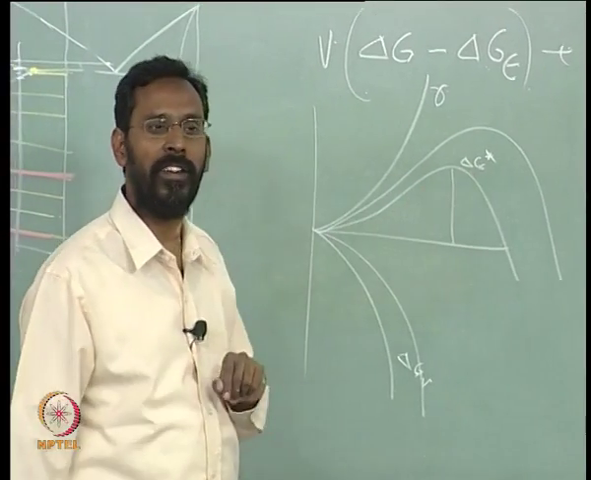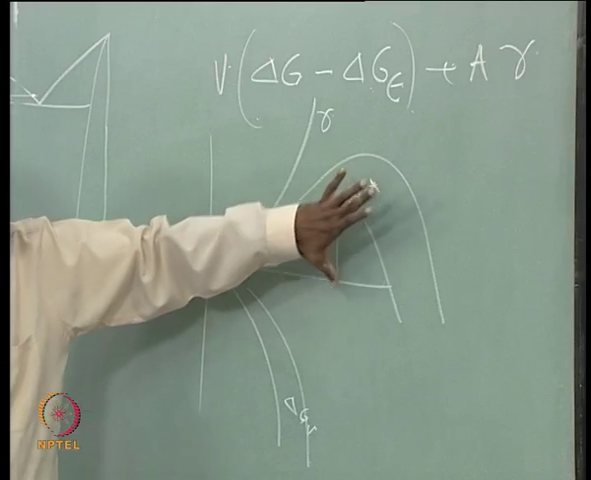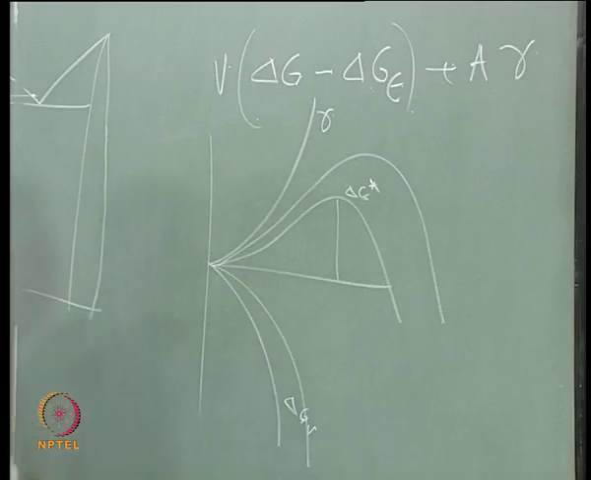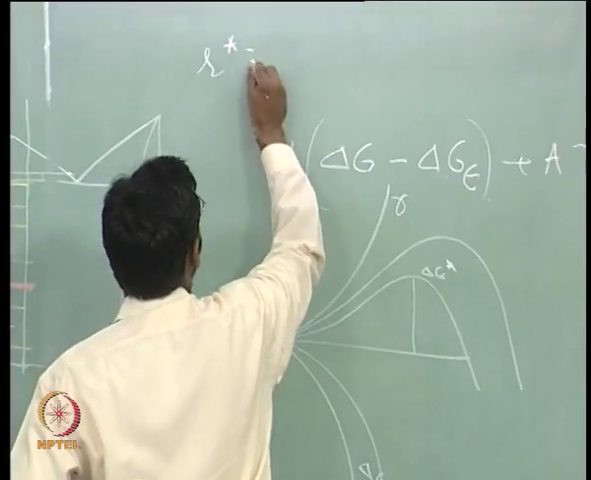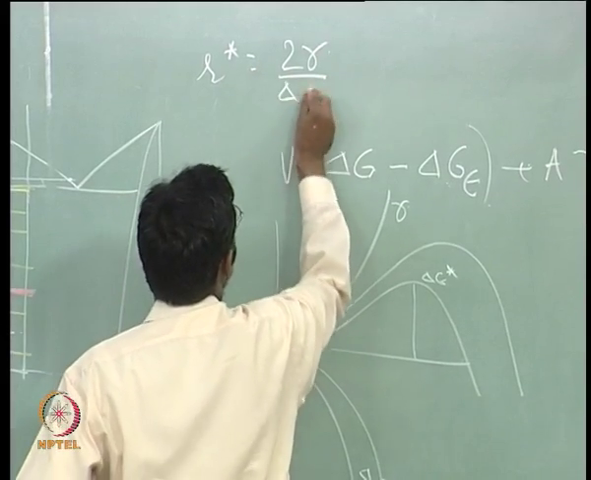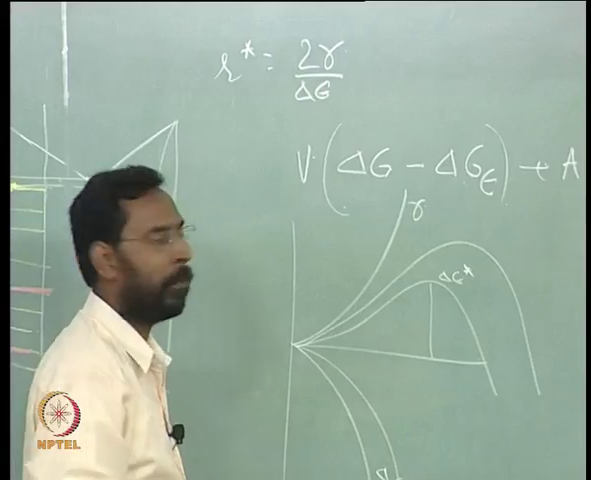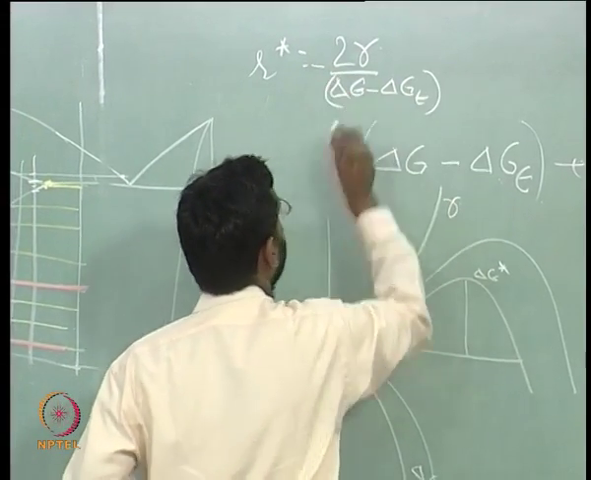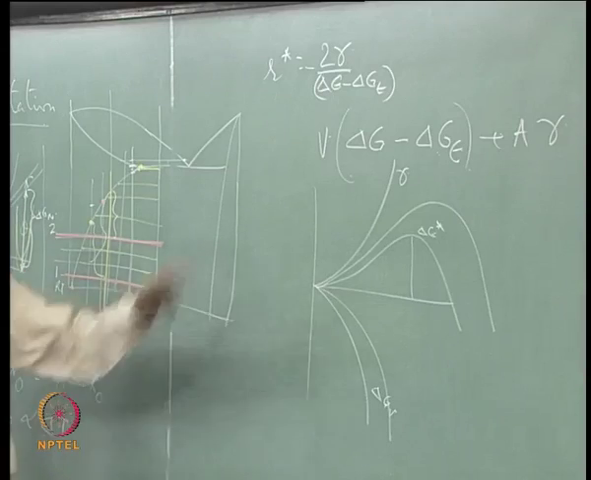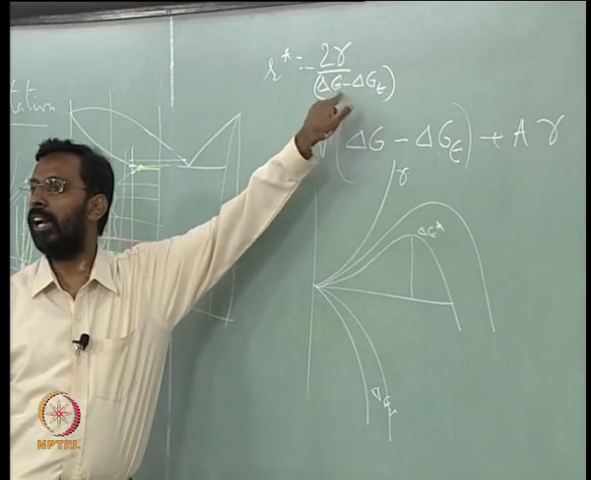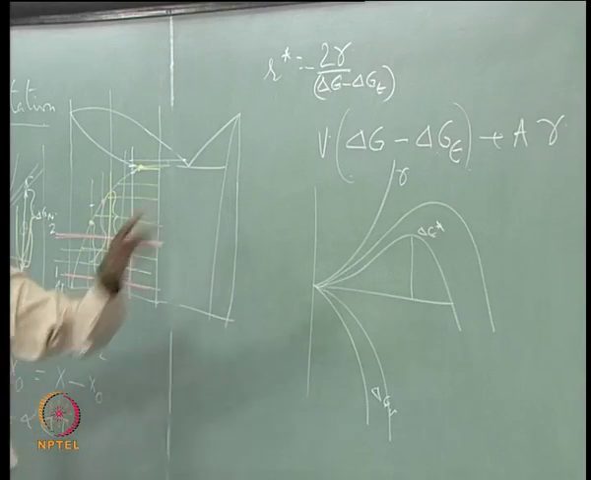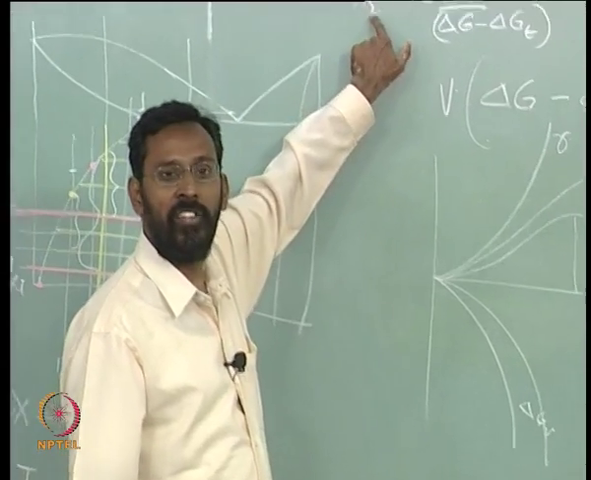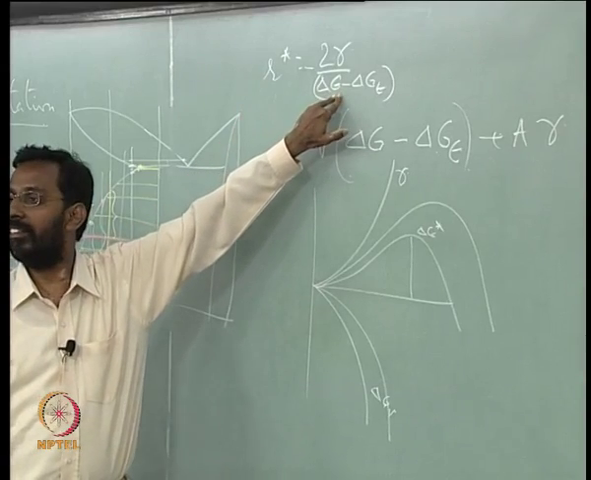And if you look at this delta G star, the value is going to be larger here because this delta G has decreased. So in principle, if you write the R star expression, you remember this, you get 2 gamma by delta G. Here you have to consider this. Wherever delta G is there, you will see that delta G becomes delta G minus delta G epsilon, because both are volume terms. So as a result, the R star is going to be larger because this is decreased.